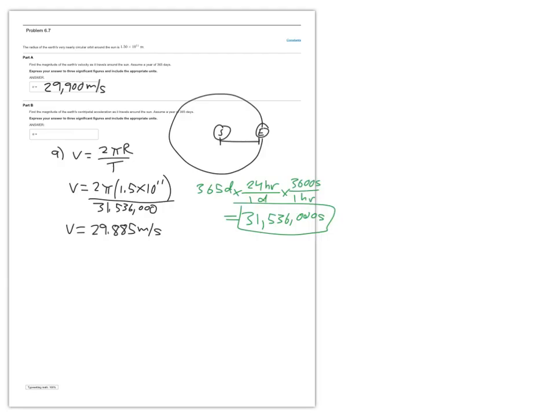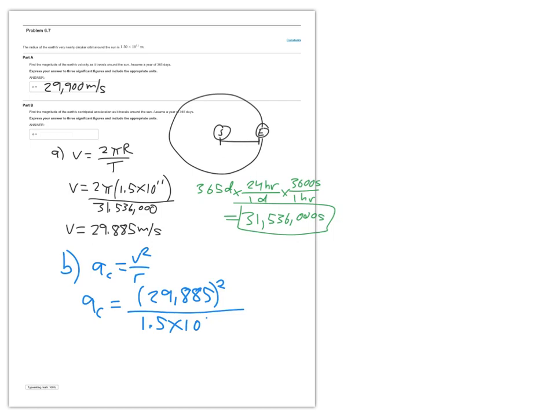For part B, we want to find the centripetal acceleration now, which we know is v squared over r. And so we end up taking that velocity that we just got, 29,885 squared, over the radius of the circular orbit taken by Earth, 1.5 times 10 to the 11th. And we find that our centripetal acceleration comes out to be 0.00595 meters per second squared. And that's already 3 sig figs, so that's just going to be our final answer there.